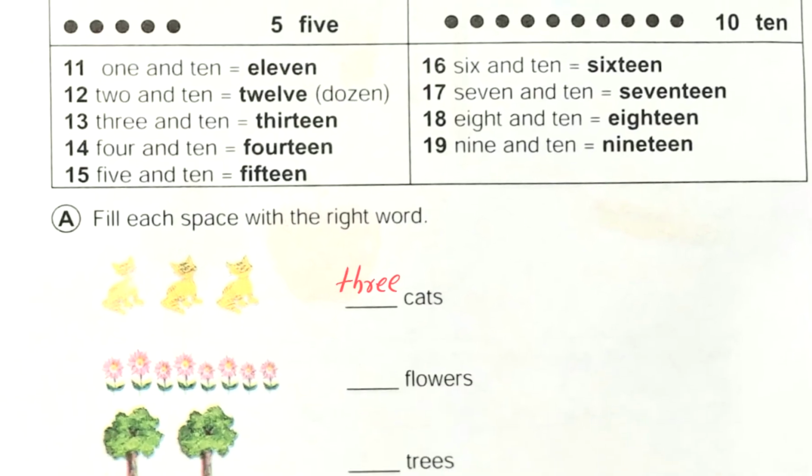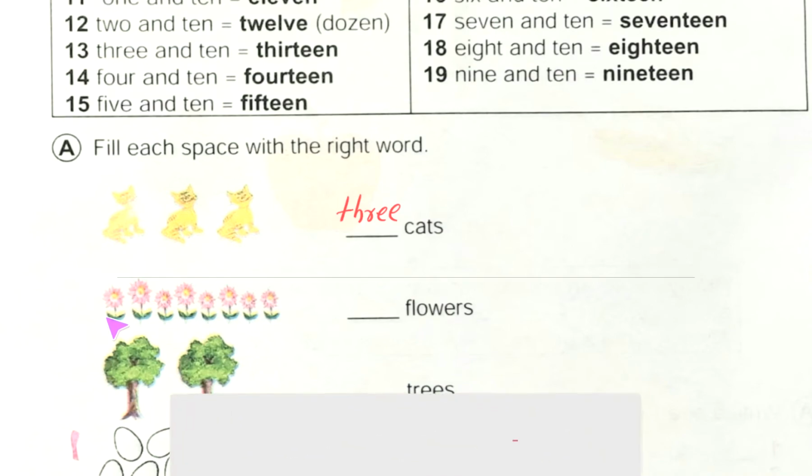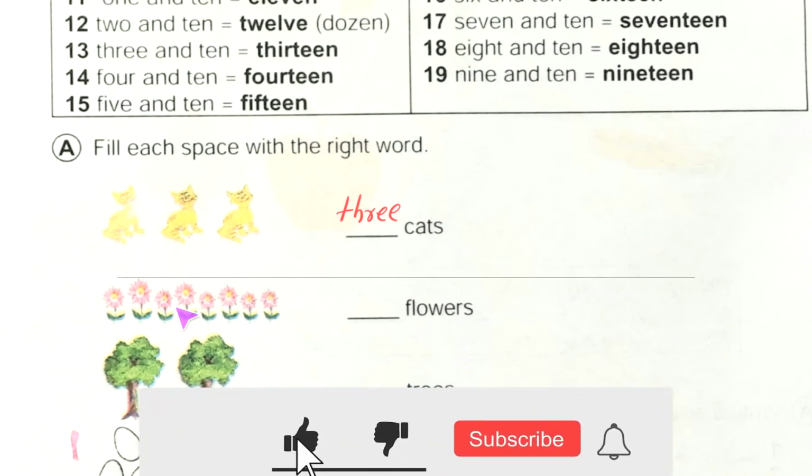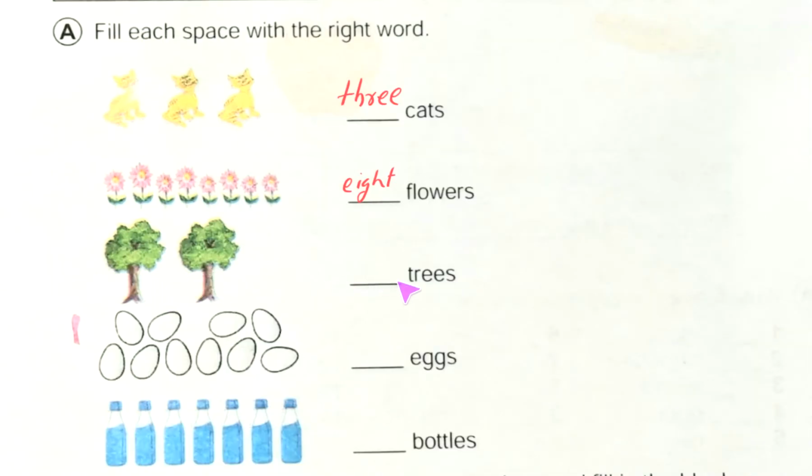So here 3. In the next place, flowers. How many flowers? Let's count. 1, 2, 3, 4, 5, 6, 7, 8. So here we will write in word 8, EIGHT, 8 flowers. In this place, trees. How many trees are here? 1, 2. So we will write here 2, TWO, 2 trees.